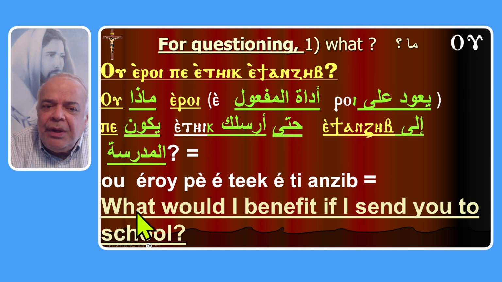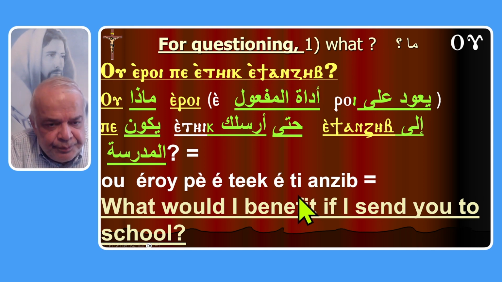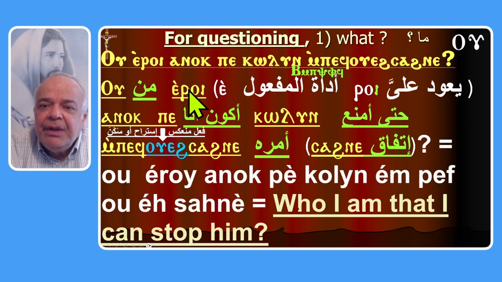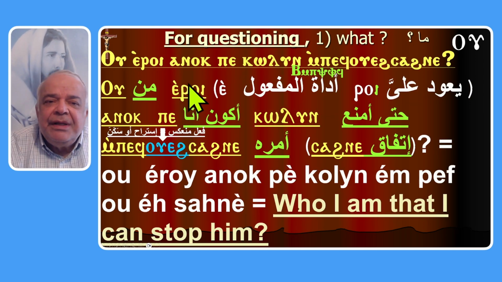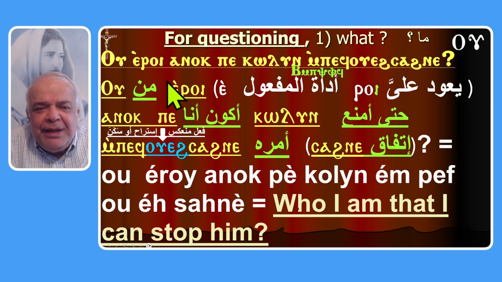So, O is what? Eroi, would to me. P is, it's not mentioned. Etik, if I send you AT and Z to the school. Last question is a question which may be meant to be a denial question again.